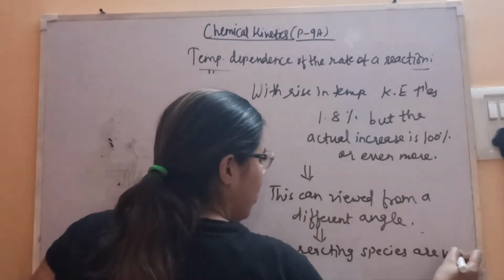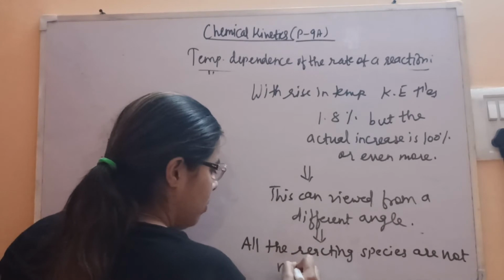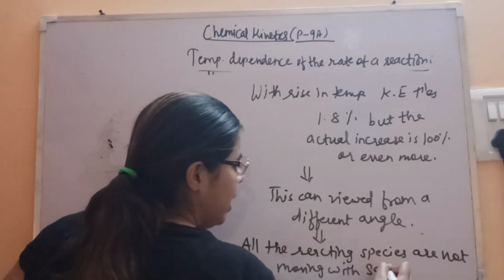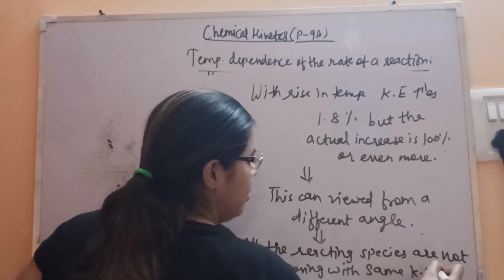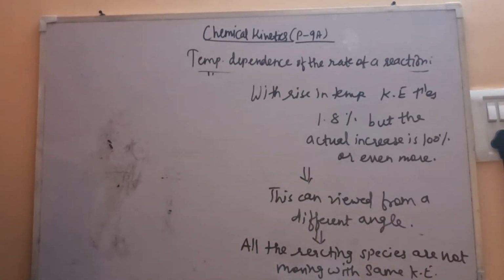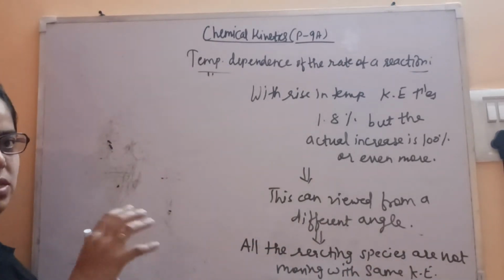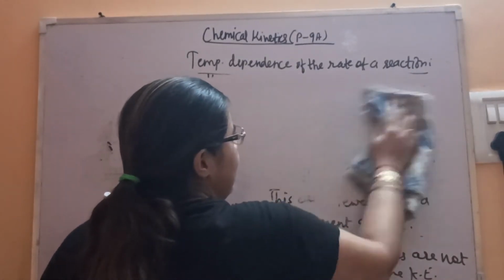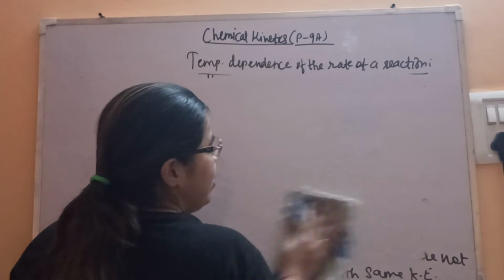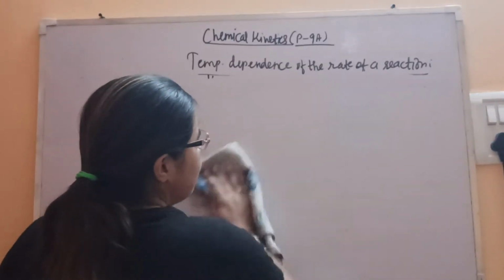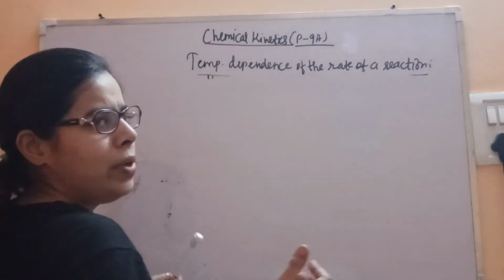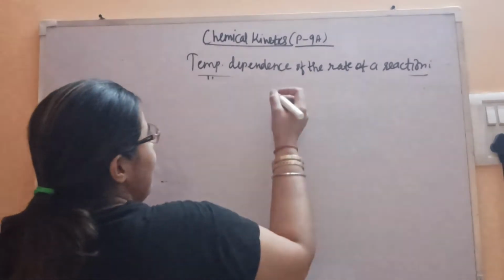are not moving with the same KE, same kinetic energy. So we can say that only a certain fraction of it is moving with the same kinetic energy. So let's see, on an average, we can say average kinetic energy, because every molecule is moving with its own speed. So that's why we always take average kinetic energy of the molecules.